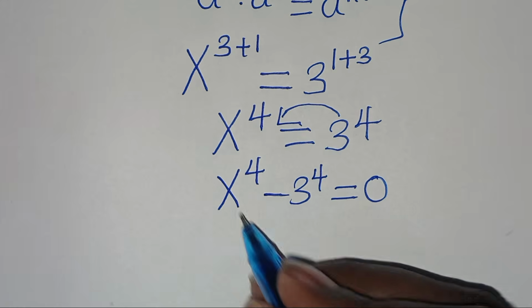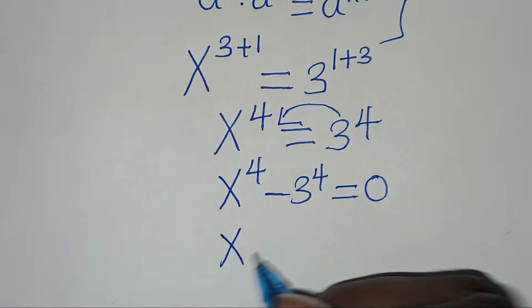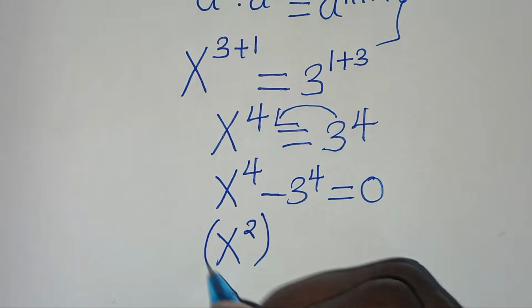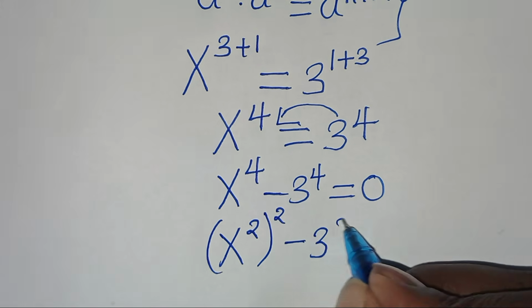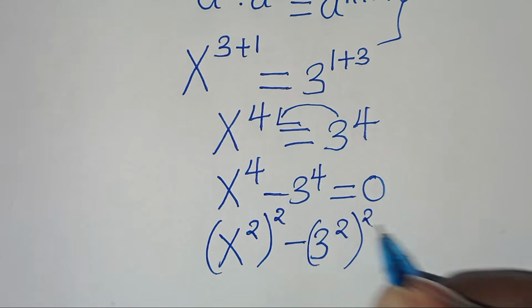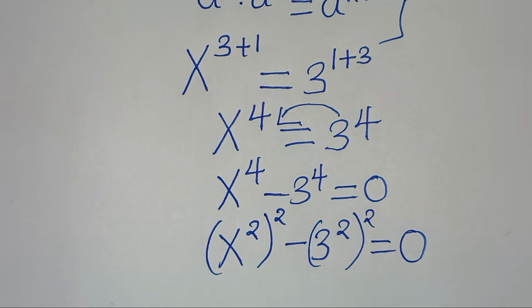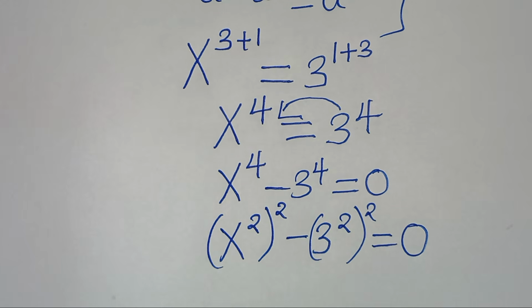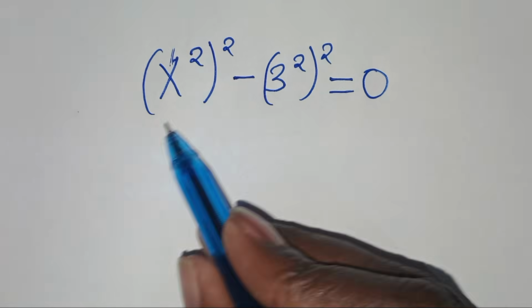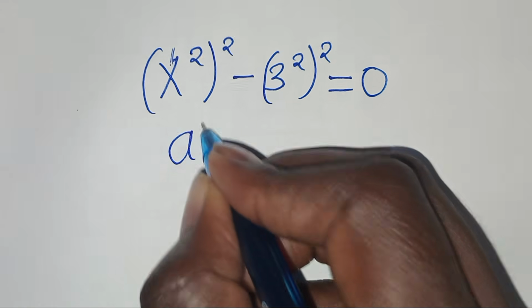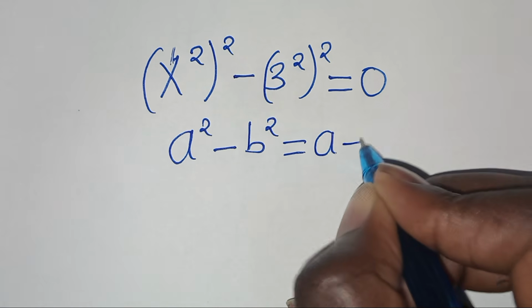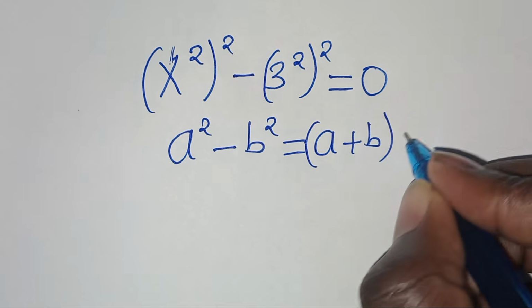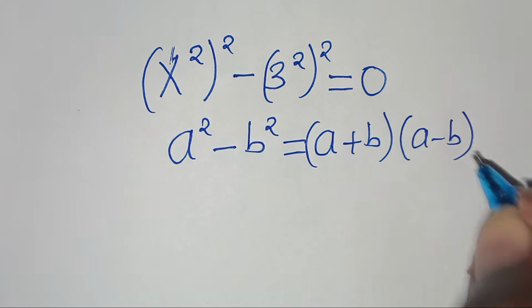Now we can express x to the power of 4 as x raised to the power of 2, then raised to the power of 2, minus 3 to the power of 4, which is 3 to the power of 2 raised to the power of 2. This is equal to 0. Now this equation here is in the form of a squared minus b squared, which we can express as a plus b multiplied by a subtract b.